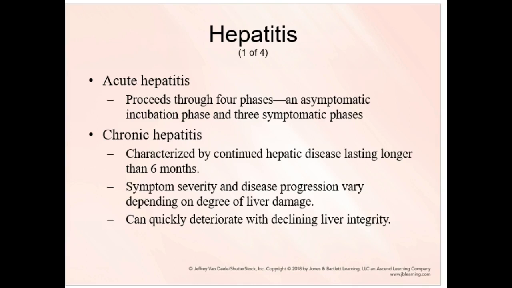So you can have acute, and there's 4 phases. We're not going to go through all those phases, but that actually is an asymptomatic incubation phase, and then 3 symptomatic phases that you can move through. Hopefully it's caught in time to prevent it from continuing as a problem. And then chronic is hepatic disease longer than 6 months. Symptoms just vary from person to person, and you can deteriorate and the liver can decline, and we know the liver does so much work for us. But they have really good medications that you could take now that can help with these chronic forms.